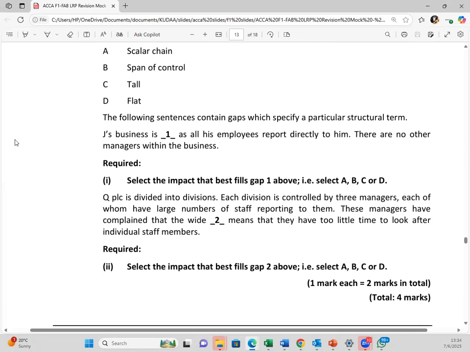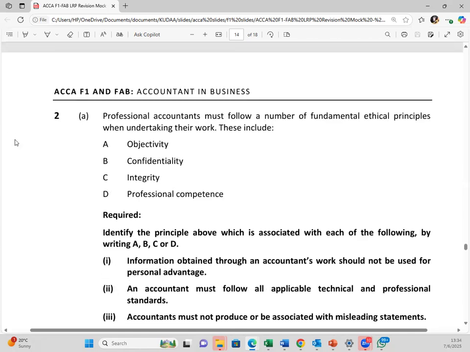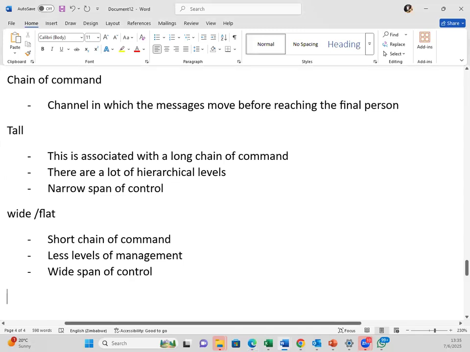So now let's get moving. Professional accountants must follow a number of fundamental ethical principles when undertaking their work. These include objectivity, confidentiality, integrity, professional competence. Let's again go to our Word document and summarize those. So the professional ethics.